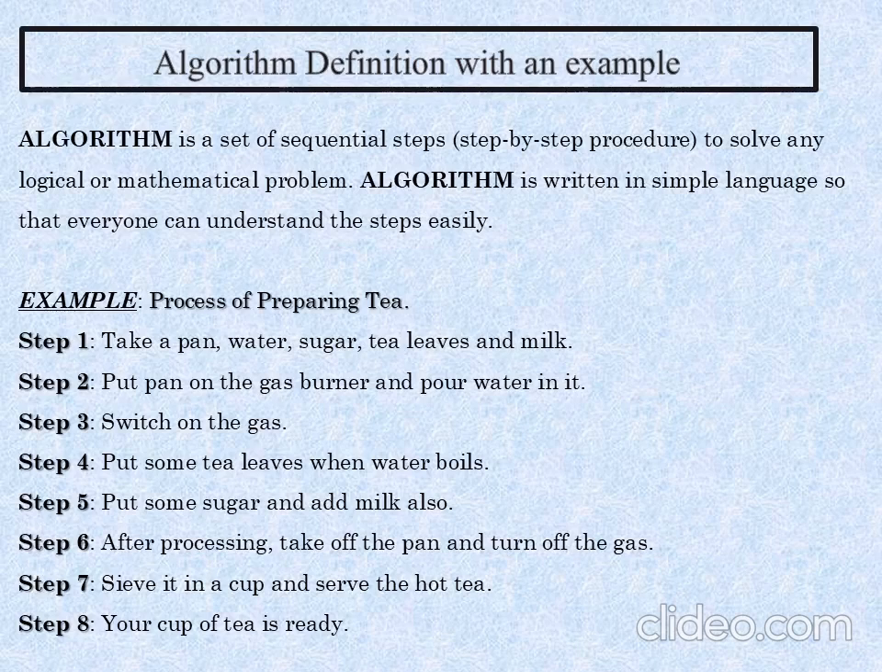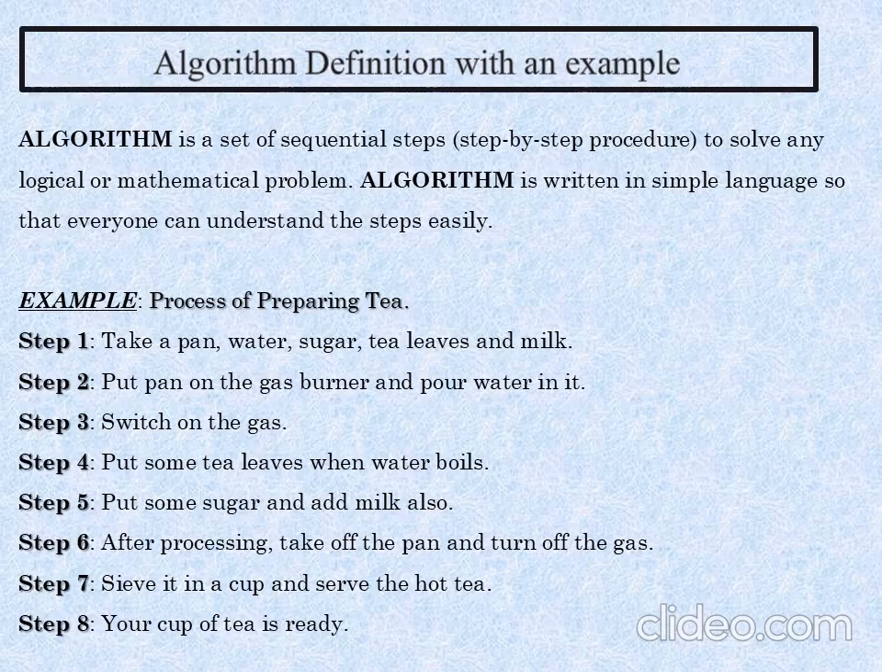So step 1. What is step 1? Take a pan, water, sugar, tea leaves, milk. We have to keep all the ingredients ready. So what is step 2? We need to take the pan and keep it on the gas stove. And what we need to do? We need to pour a little water into it. That's our step number 2.